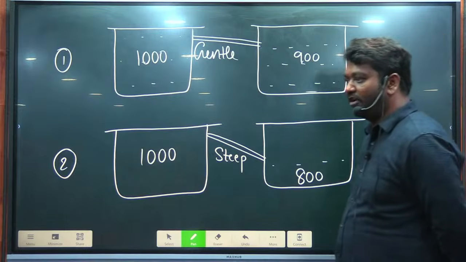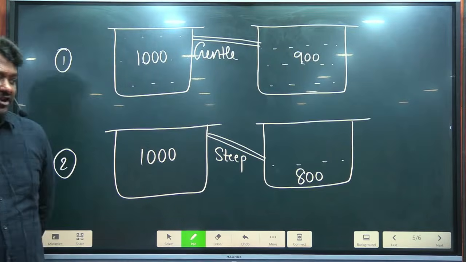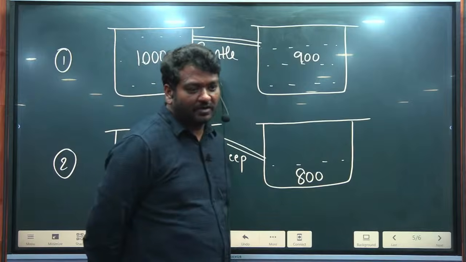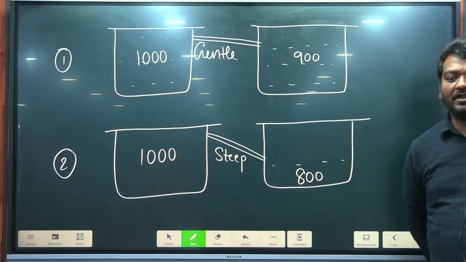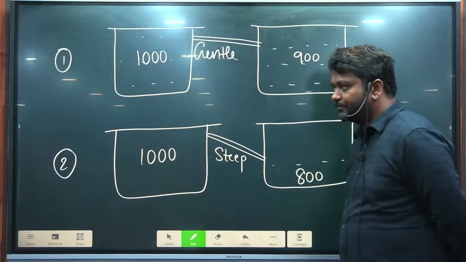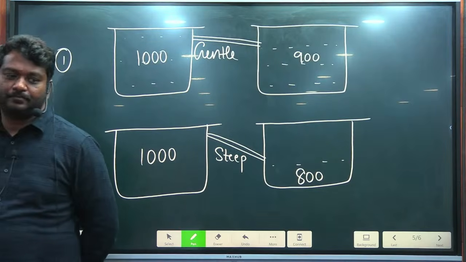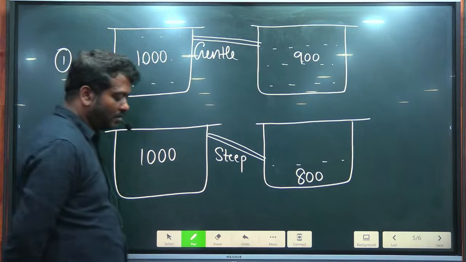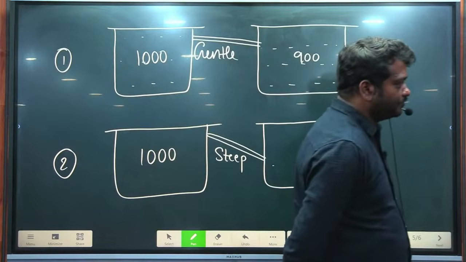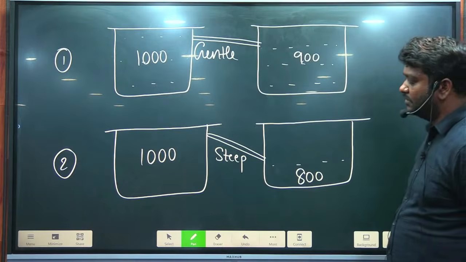Whenever pressure difference is less, underline the word less, then there will be a gentle slope and wind speed will be less. Wind speed will be less. Next point.